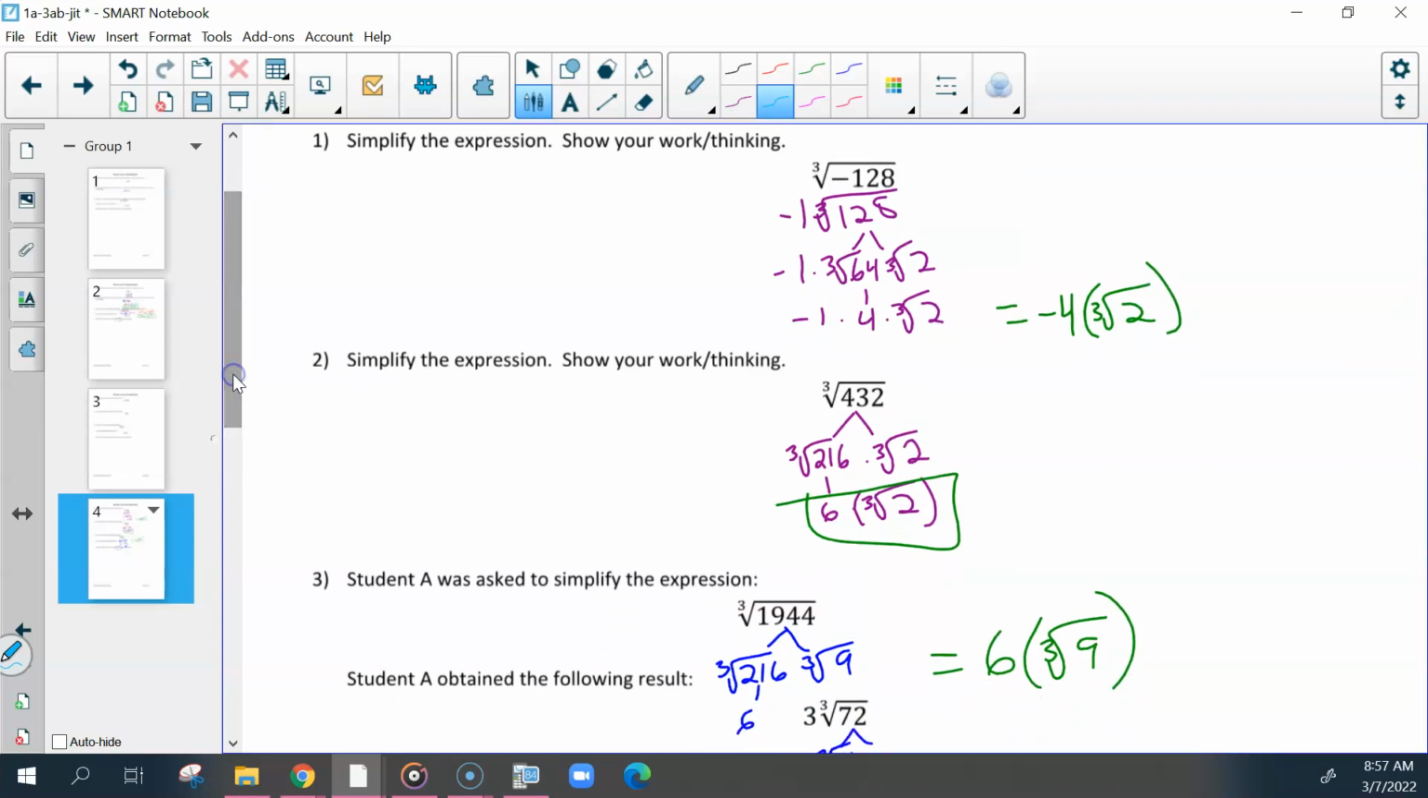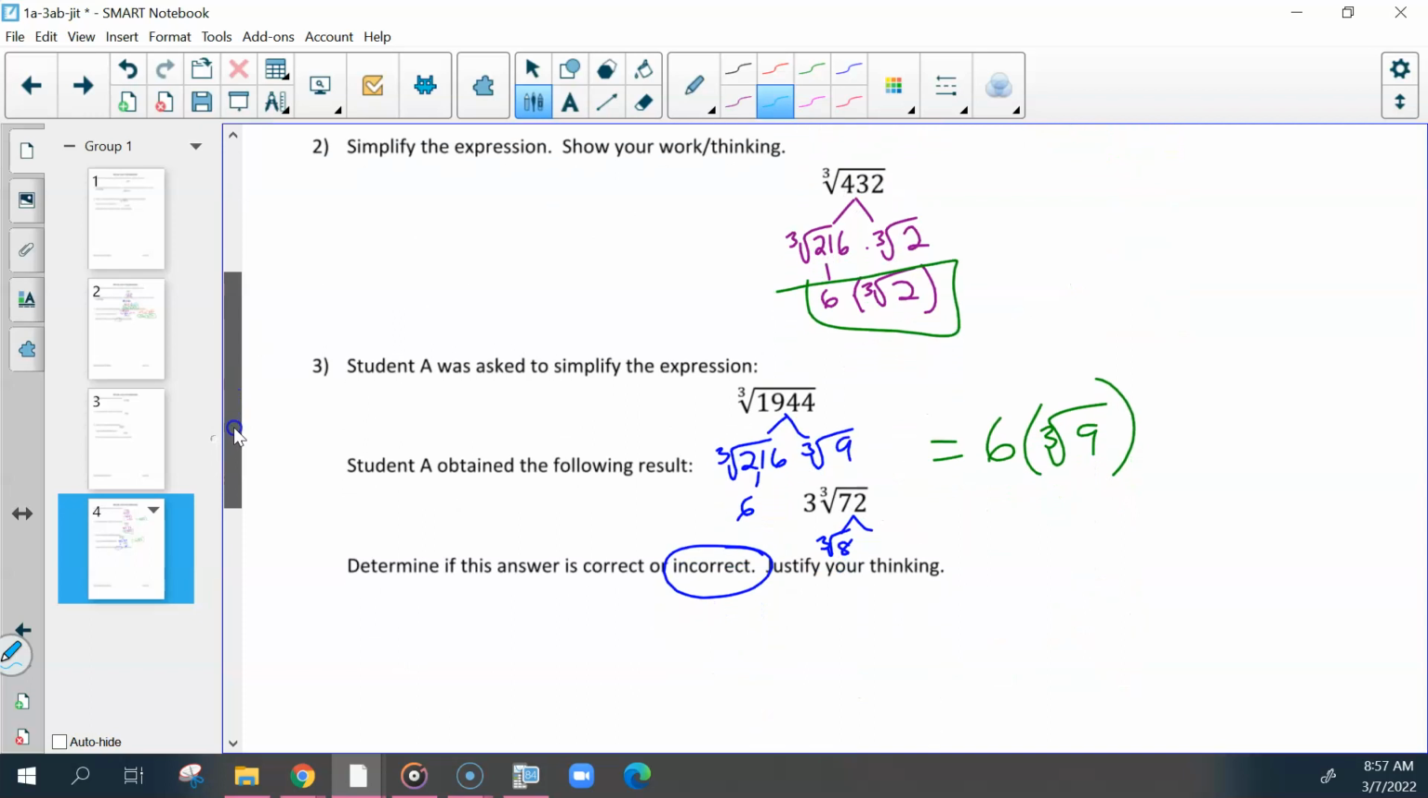Number 2, we need to simplify again. The highest perfect cube that could go into 432 is 216. The cube root of 216 is 6. So 6 times the cube root of 2 would be our final answer. Questions on 2?